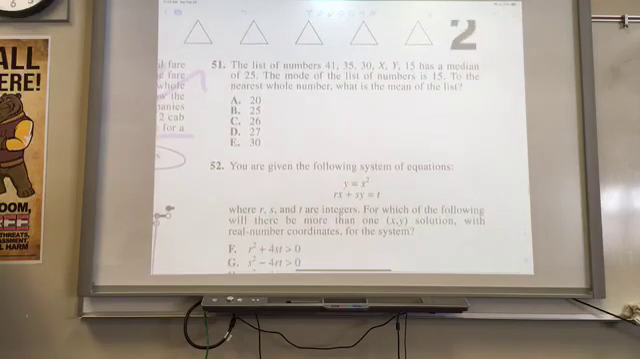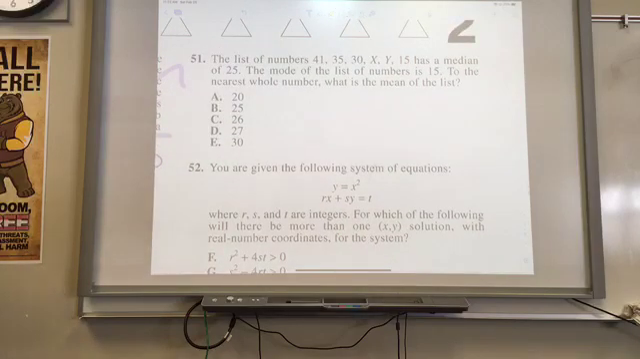I think you guys could get this one. I want to give you a second to think about it. I think this is a really cool question, because in order to do it, you have to know what a mean, a median, and a mode is. Mode means most common. Median means middle.